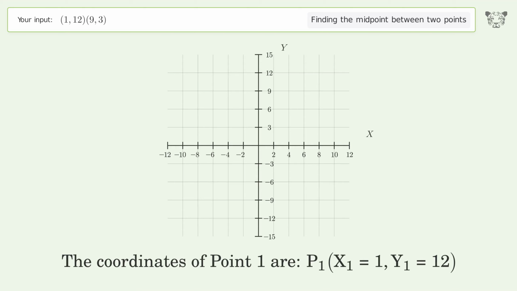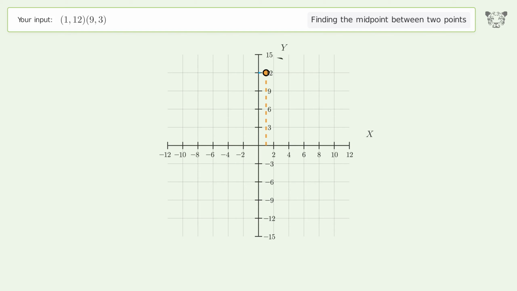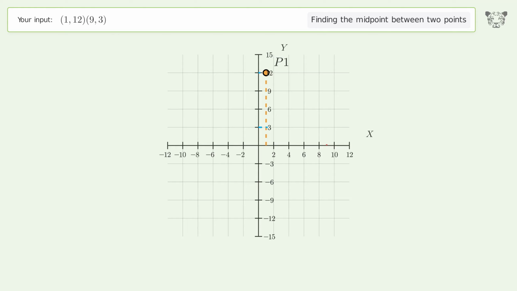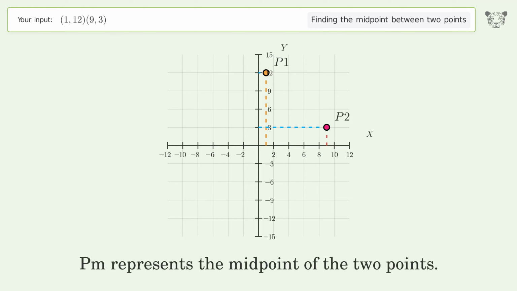The coordinates of point 1 are, x1 equals 1, y1 equals 12. The coordinates of point 2 are, x2 equals 9, y2 equals 3. PM represents the midpoint of the 2 points.